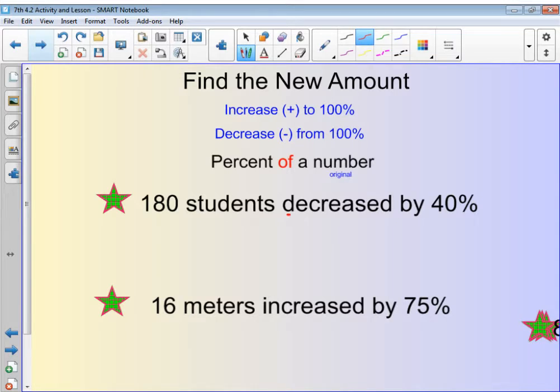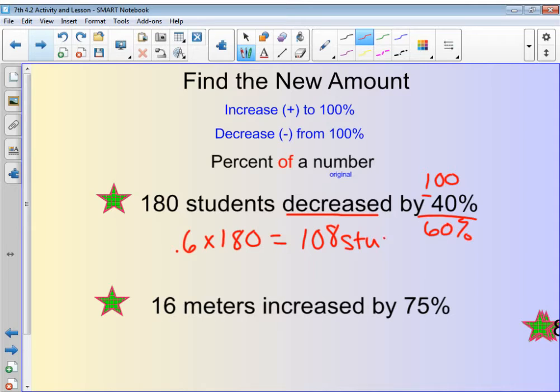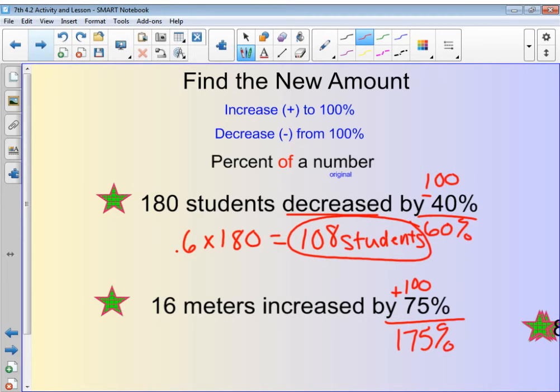Okay, so for this first one, decreased was 100 minus that. So you want to figure out 60% of 180, so 0.6 times 180. You should have gotten 108 students. Okay, and on the next one, it was increased, so we should have added 100%. So we get 175% new. So we should have taken 1.75 times our 16, which gave us 28 meters. Okay, so that's working with finding a new amount when we're given a percent increase or decrease.